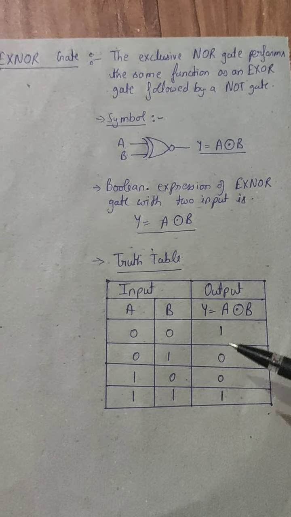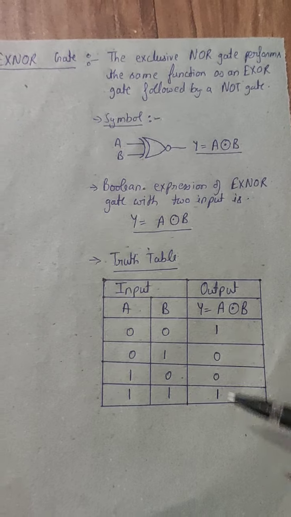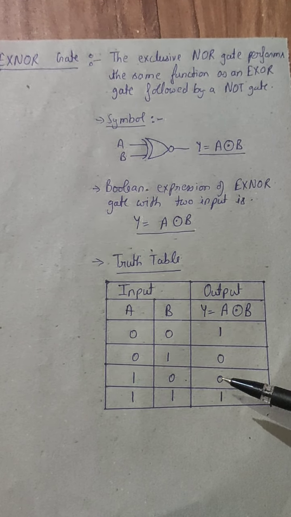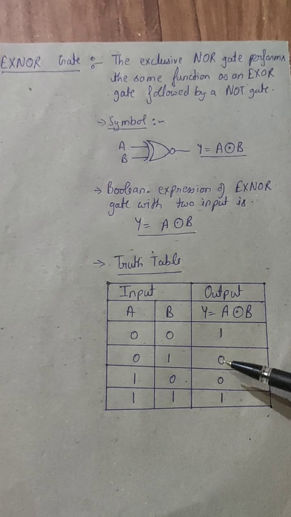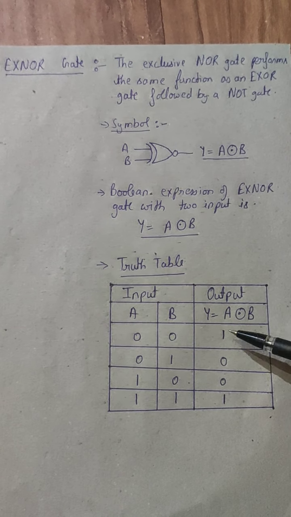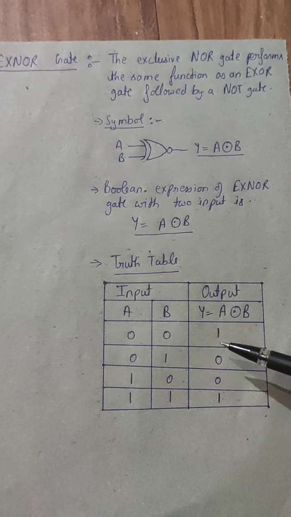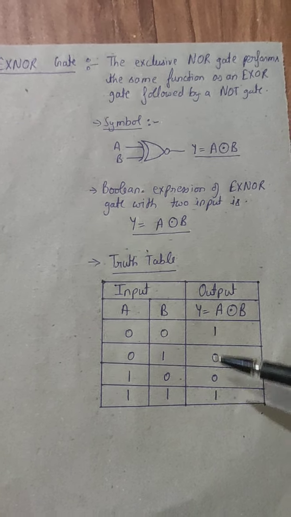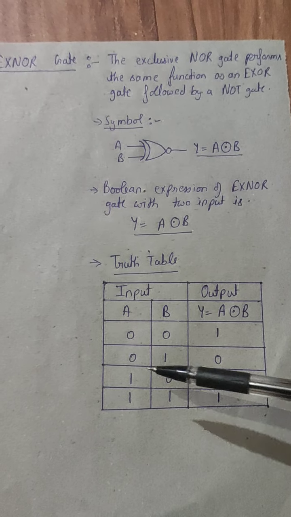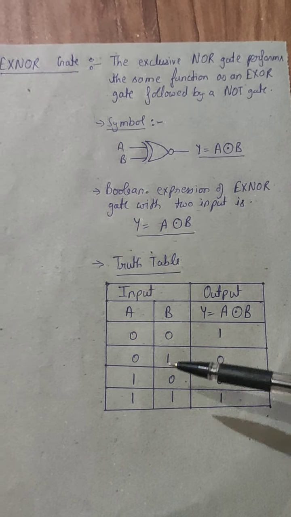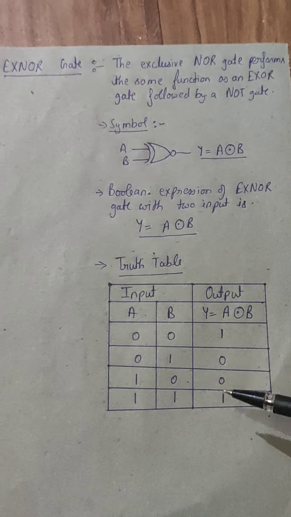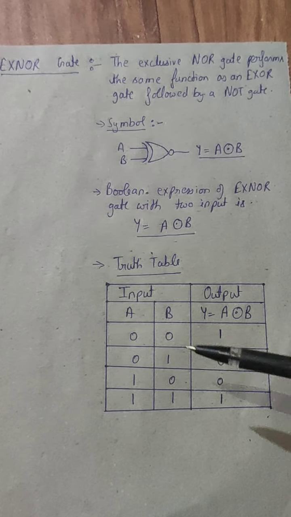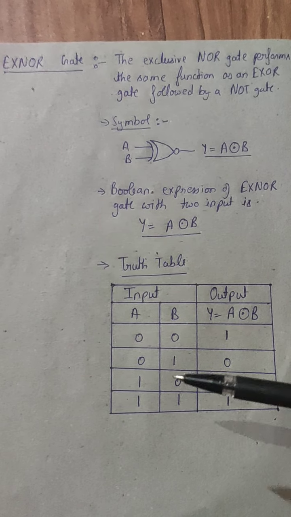So we can see the outputs are just the inverse of the outputs of the XOR gate. In the XOR gate we were getting 0 at 1 1 and 0 0, and now we are getting 1 at these places when both inputs are the same, and when any one of the inputs is different from the other, we get 0. So this is just the complement form of the XOR gate. So this was the XNOR gate.